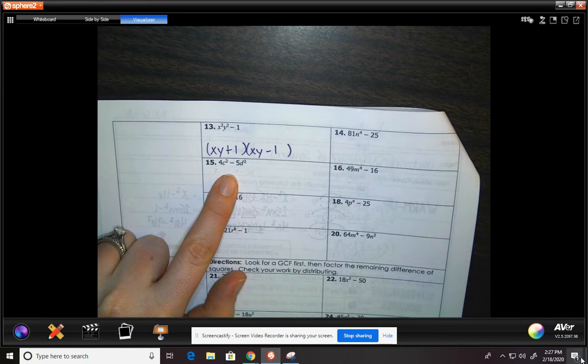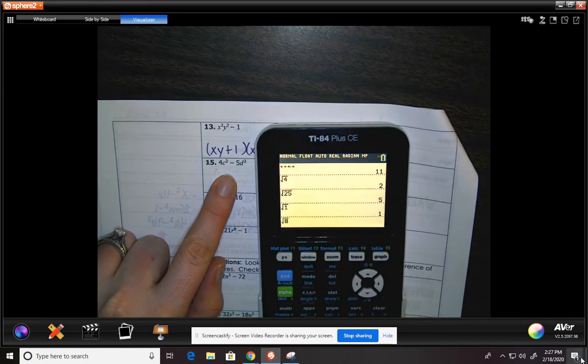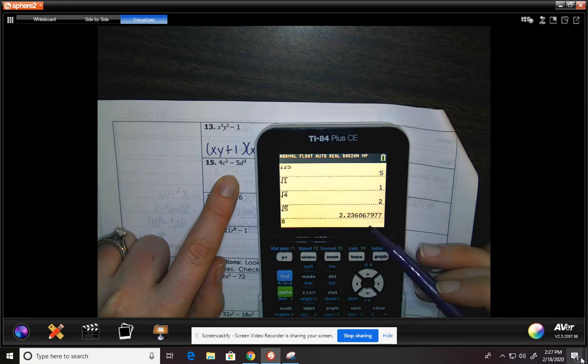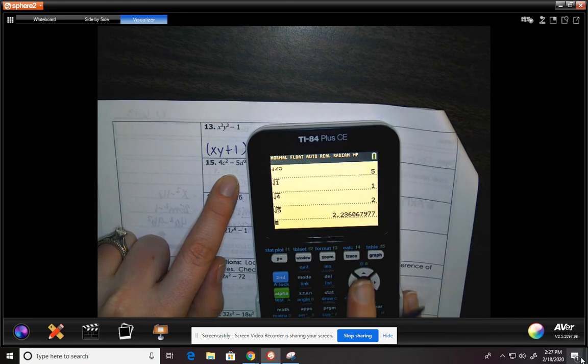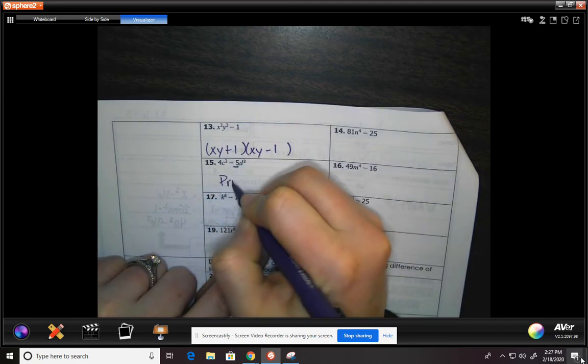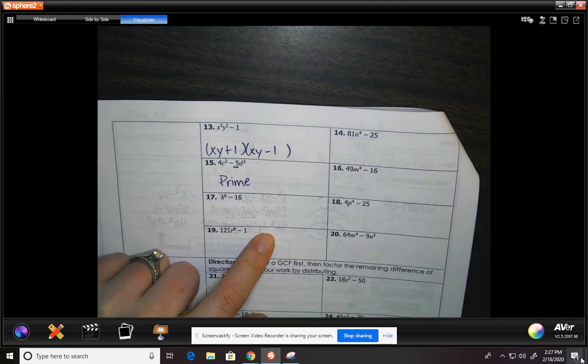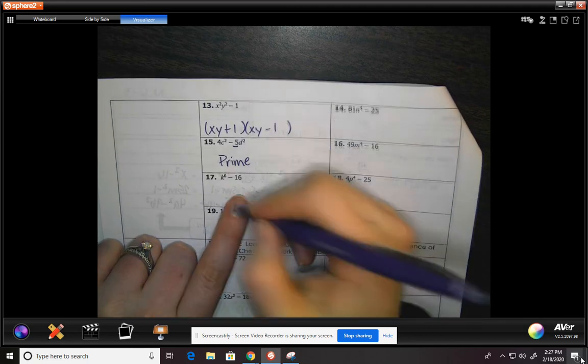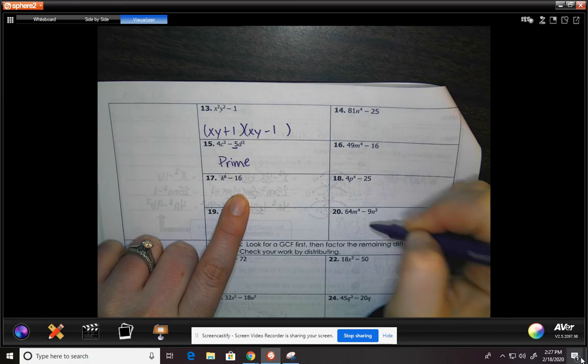For 15, it is subtraction, so I'm going to do the square root of 4, which is 2, and the square root of 5, which is not a nice number. So since this number is not a nice number, this is not a perfect square, so again, this one is a prime. Now, as your exponents get bigger, that is okay. So this will start helping you on 14 and on.